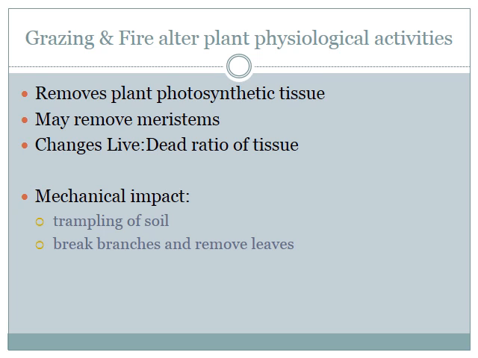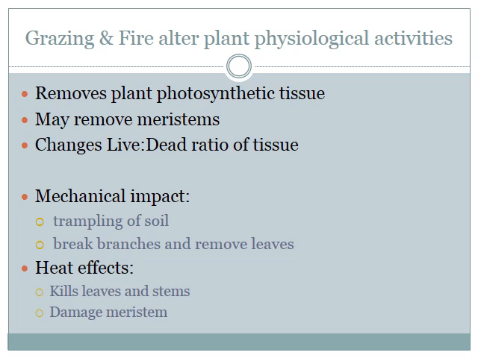Grazing and fire also have just mechanical impacts that influence the plant. You can trample the soil with livestock and grazing animals, so that there's less water available in compact soils. You can also just do some physical damage of breaking branches and removing leaves. And it's interesting that even though we all know that grazing animals might break leaves, there's really not been much research on it, and only recently have people been starting to look at this impact. And then as far as fire, there's also this heat effect, the effect of this fire going through that kills leaves and stems, and of course damages meristems.